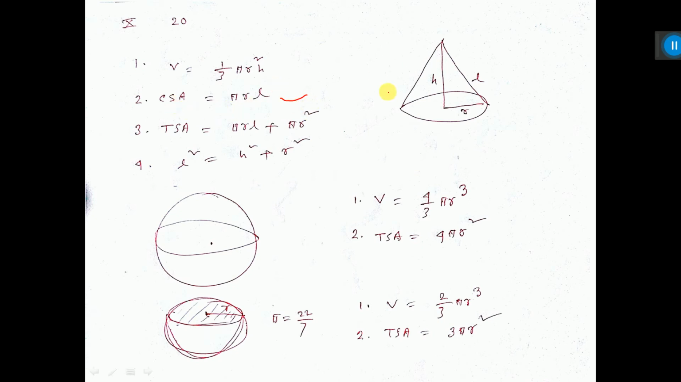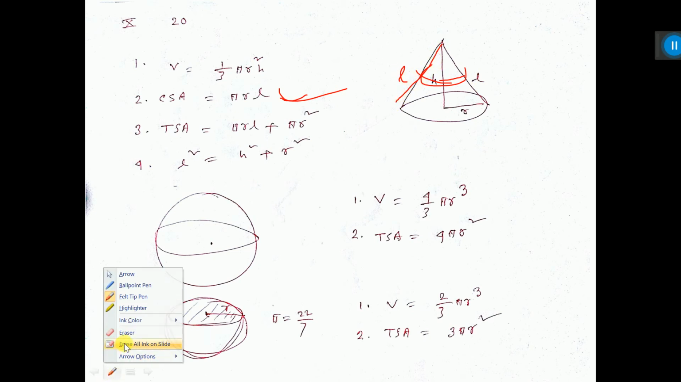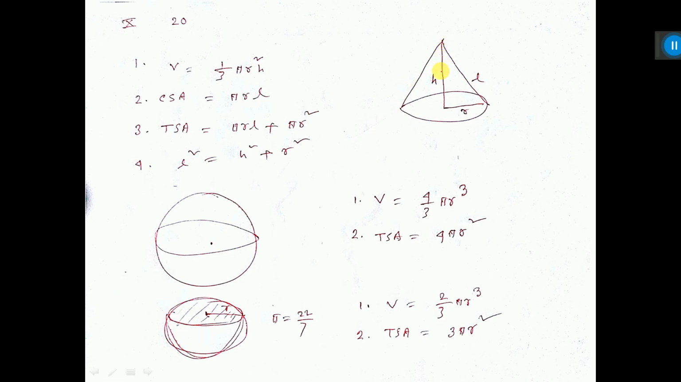Curved surface area, CSA, means this curved surface area, this one. One is the base, another one is the curved surface area. So the formula is pi r L. L means slant height. I mentioned here this is the slant height and this is also slant height, this line. One is height, another is slant height. Height is this one on the middle, I told.